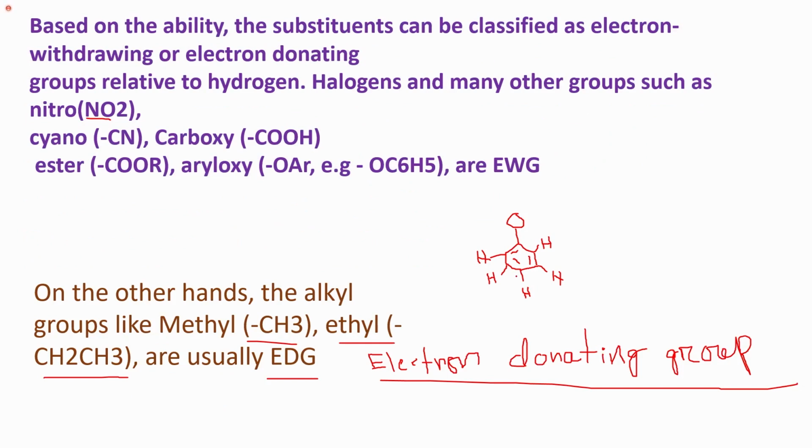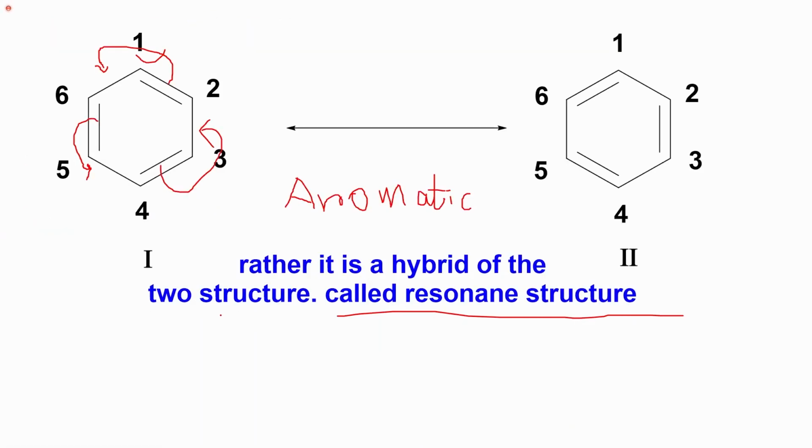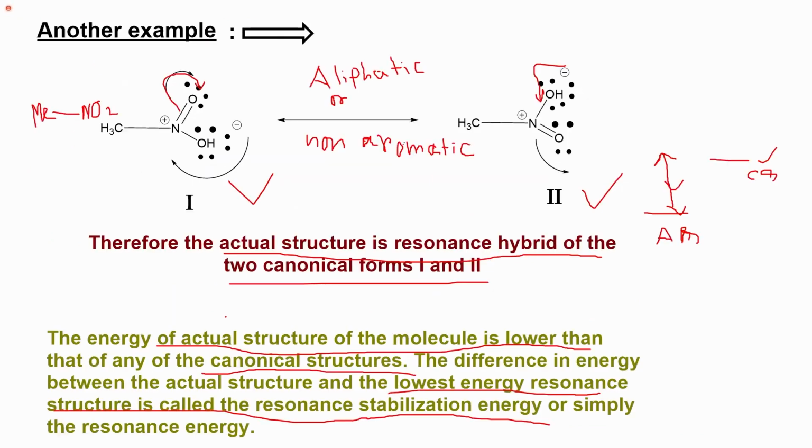Then we also discussed resonance structures. I brought only two examples. One is benzene, the famous structure. The resonance structure of benzene can be represented in two ways, structure 1 and structure 2. I am just going through the whole slide quickly. Experimentally, benzene has uniform carbon-carbon bond distances of about 139 picometers. Another example I discussed is nitromethane.